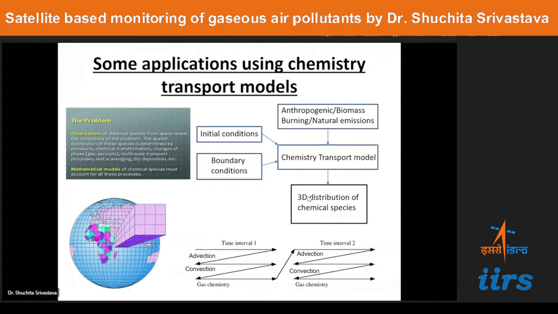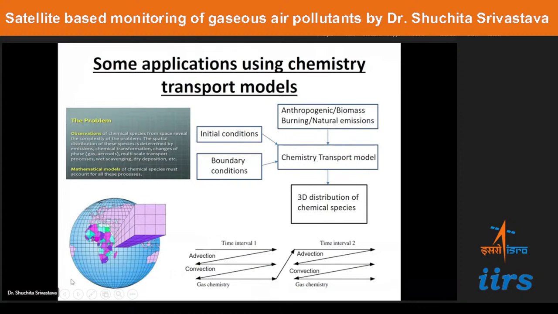Some applications using chemistry transport model. Basically, satellite can give you a picture of polluted gases, but satellite cannot give you any information about the atmospheric processes responsible for pollution episodes. For that, we use a chemistry transport model. Chemistry transport models simulate the 3-dimensional spatial distribution of chemical species by mathematical calculation, by considering anthropogenic, biomass burning and natural emission, and by considering advection and convection processes over different grid boxes.